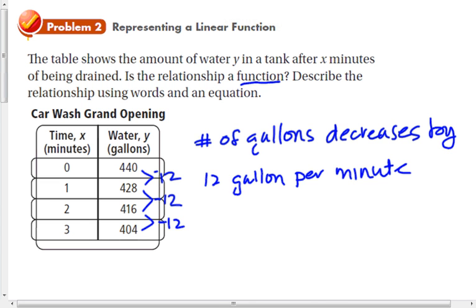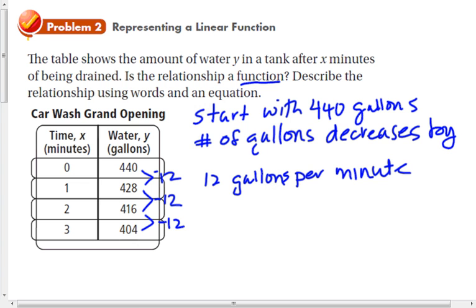So we can get the number of gallons by, we should also include the number of gallons that we start with, 440 gallons. And then the number of gallons decreases by 12 gallons per minute.